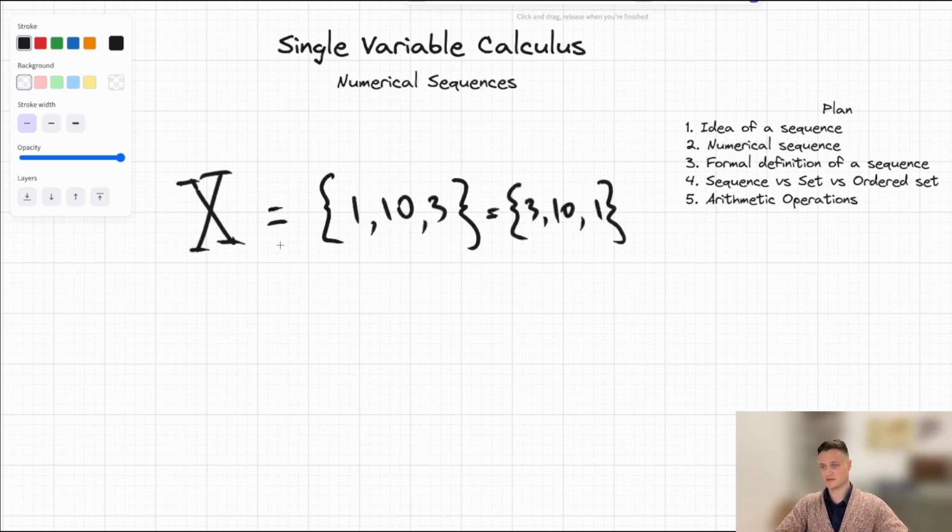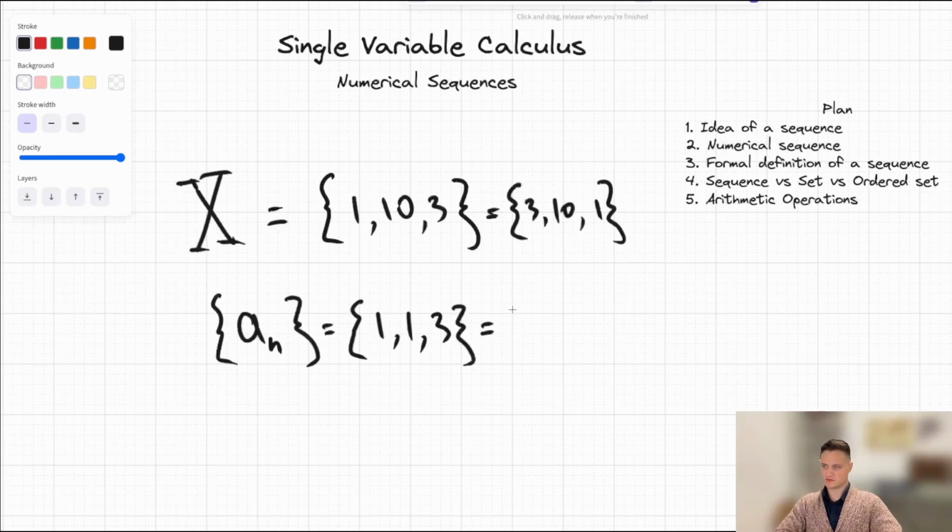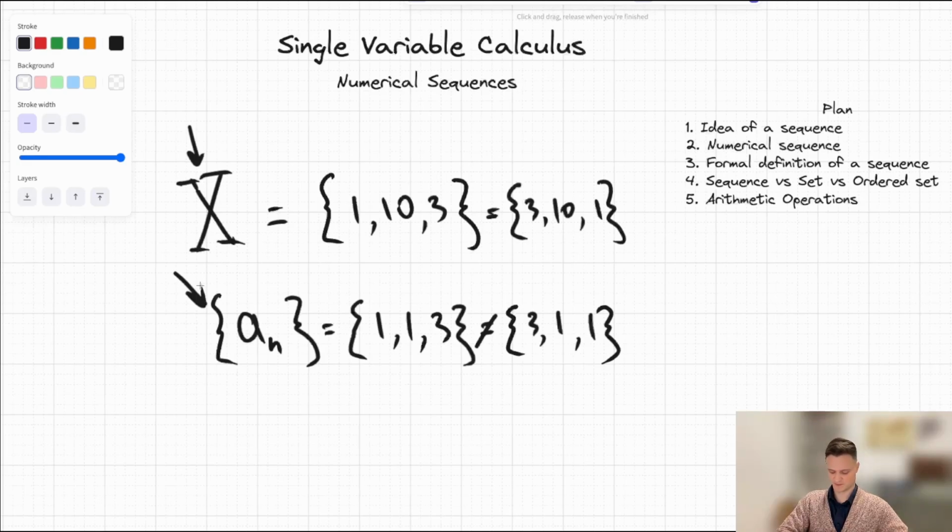For example, if we say that there is some sequence defined as this one, it may contain duplicates, and it will not be equal to 3, 1, 1. So this is not true. Why? Because order matters. So this is an important comparison. This one is a set, while this one is a sequence.